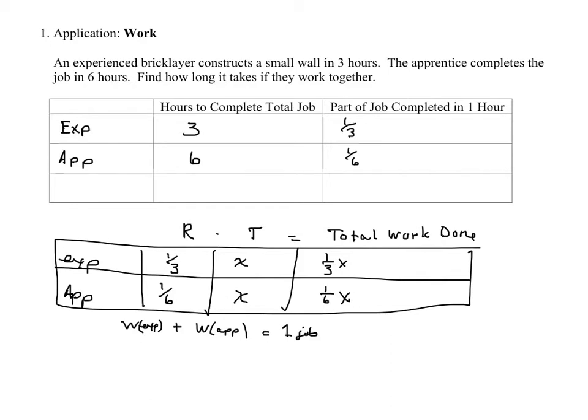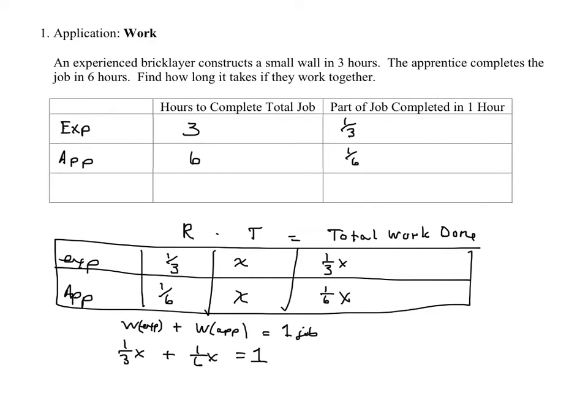Now let's think about what our answer could be. If the experienced person does it in 3 hours, when he or she is joined by another person, it should take less than 3 hours to do the job, because if it takes more, forget it. The experienced person might as well do it themselves. You know what I'm saying? So the work done by the experienced is 1/3 x, the work done by the apprentice is 1/6 x, and it's equal to 1 job well done.